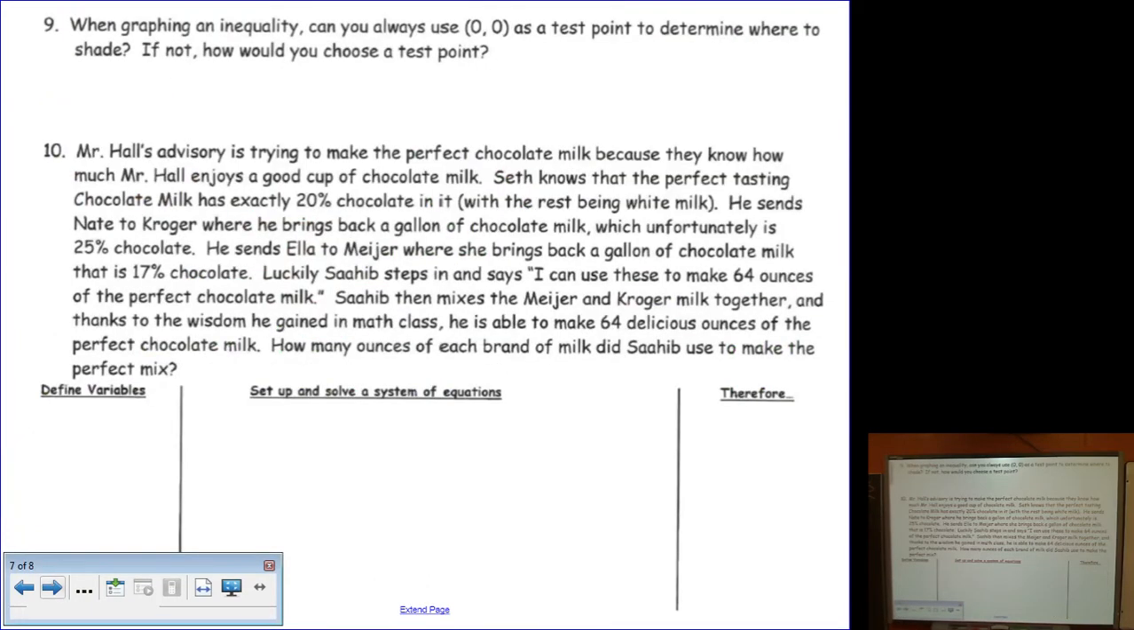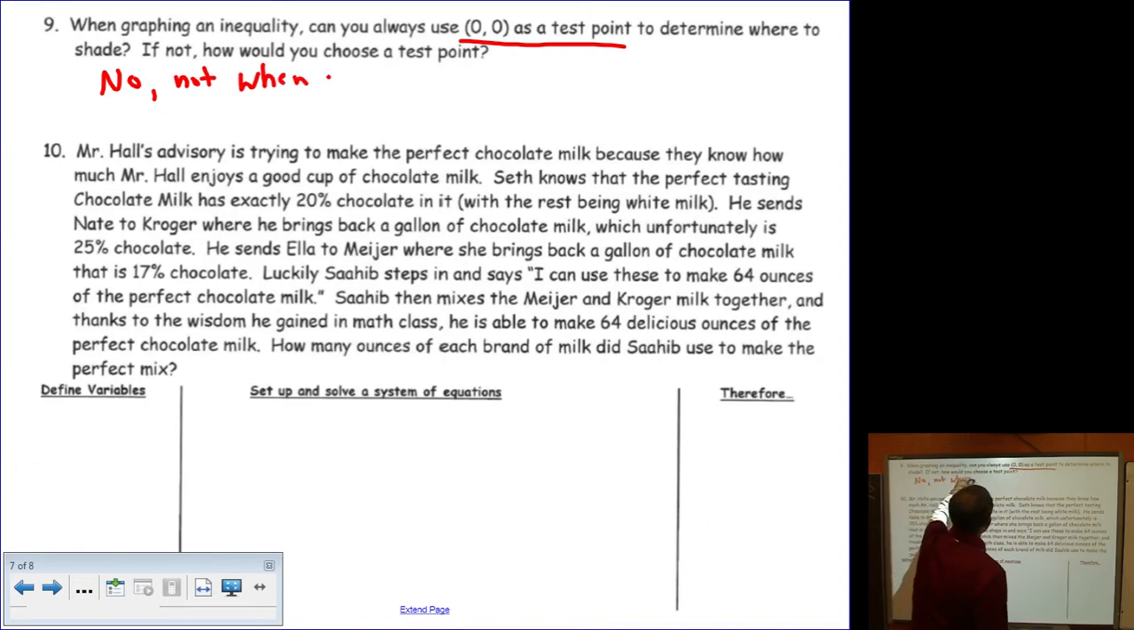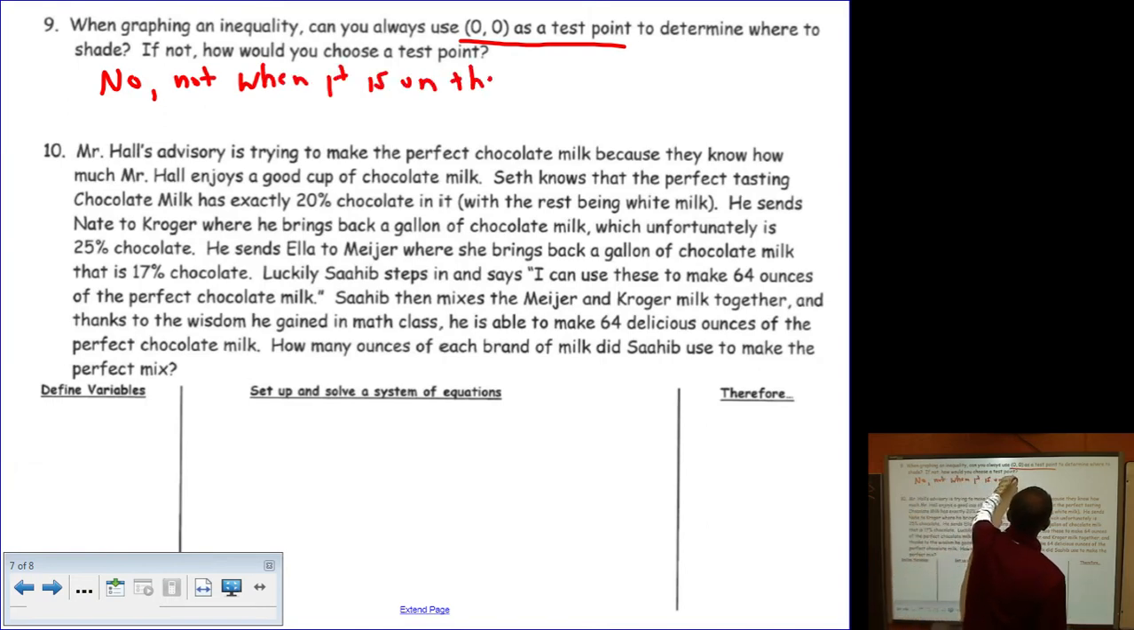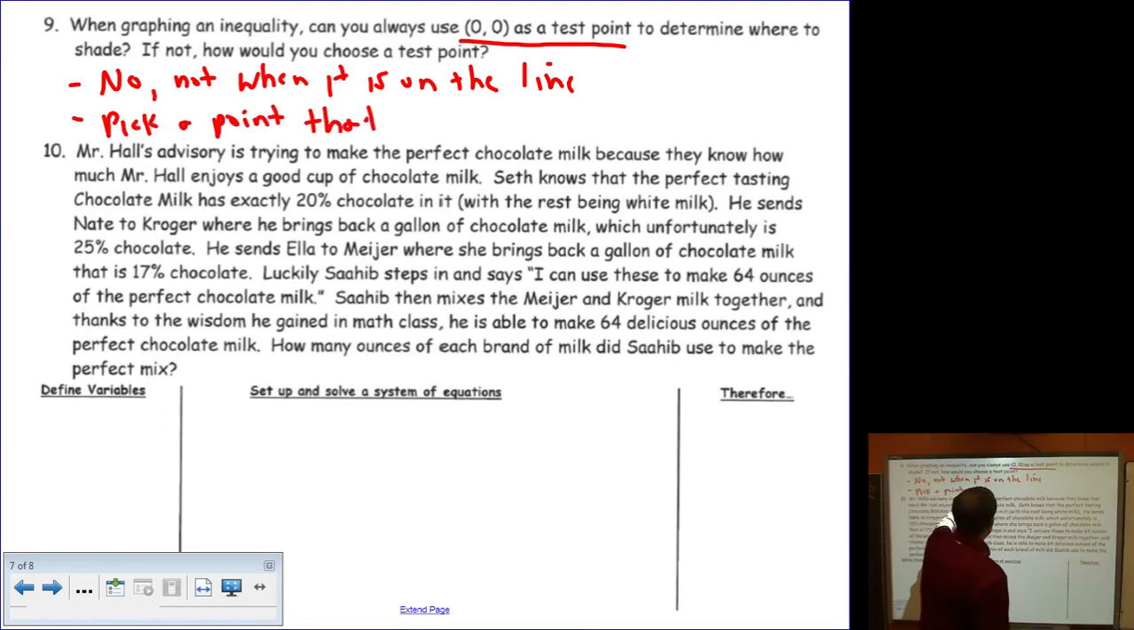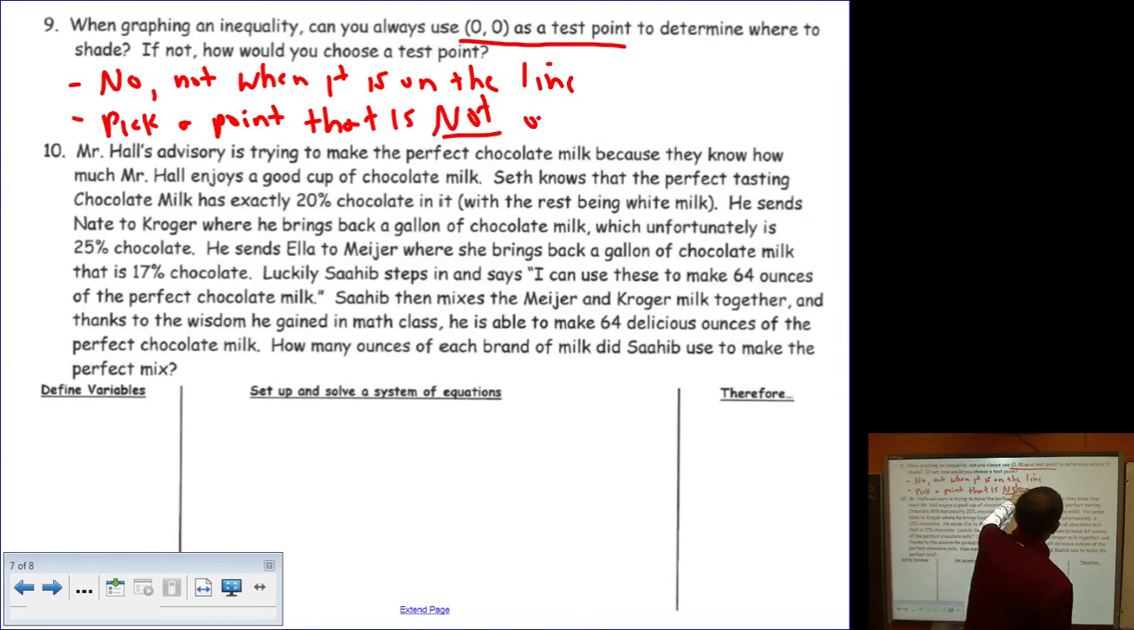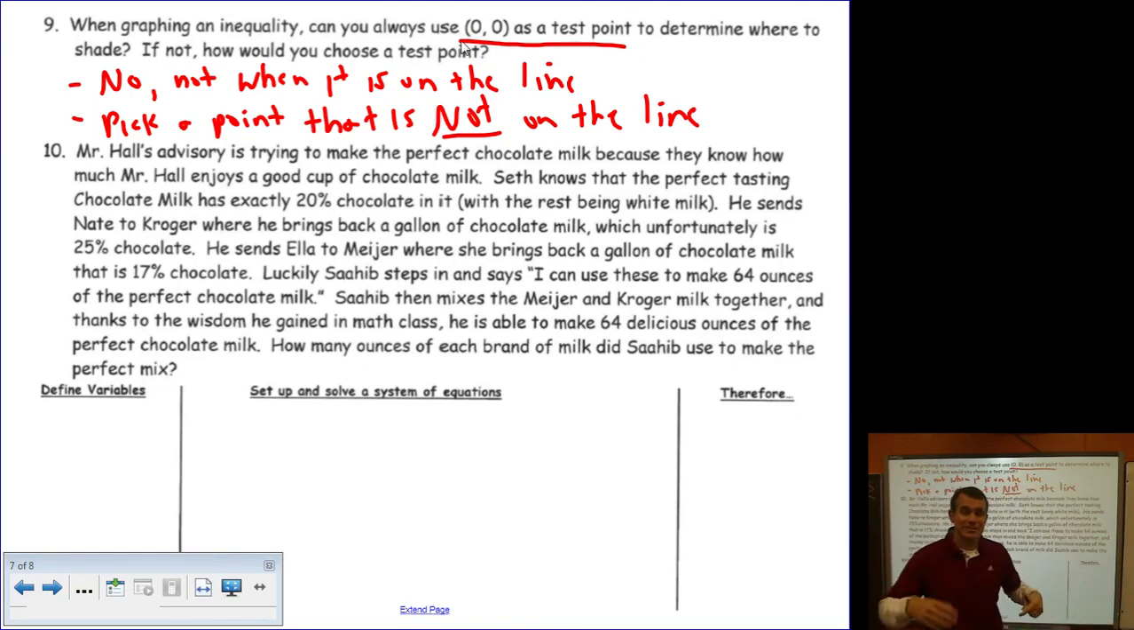All right, when graphing an inequality, can I always use 0, 0 as a test point? And the answer is no, not when it's on the line. So what do you do when that happens, when 0, 0 is on the line? Well, obviously, pick a point that is not on the line. You are allowed to pick any ordered pair you want. 0, 0 is just a convenient one. You could pick 1, 1, or 1, 0, or 0, 1, or 5, 17, really. Any ordered pair you want.